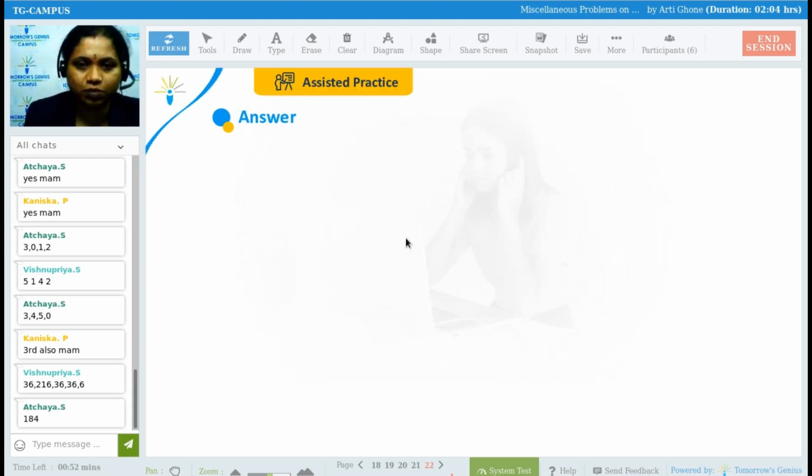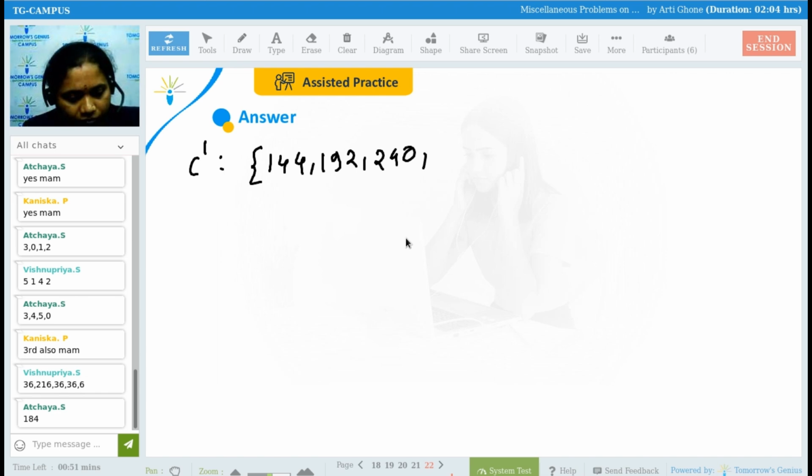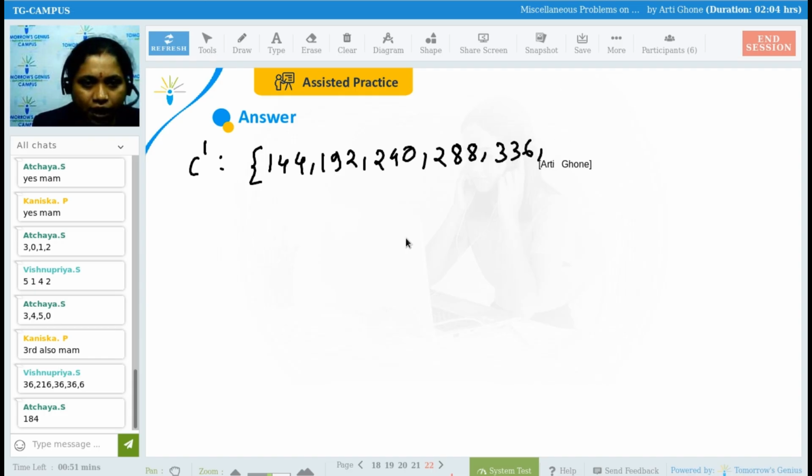So how many 3-digit numbers are divisible by 48? Can you please tell me the C complement? What is the C complement set, the number of multiples of 48? You need to tell me the table of 48 which holds the 3-digit numbers. So 48 threes are 144, right? Okay. Then 48 fours are 192. Likewise you need to take. So 192 plus 48 will be the next number. Clear? So it is 240. 240 plus 48 is the next number. It is 288. So 288 plus 48 is the next number. That is 336. Okay, clear?